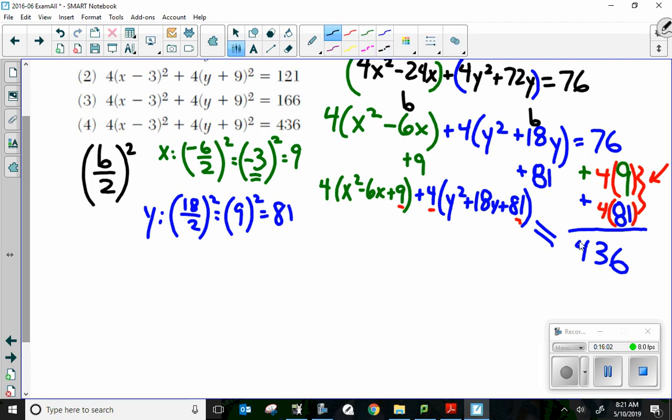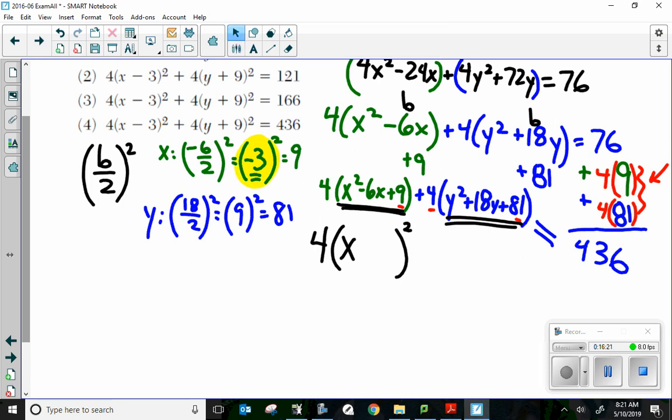Now we got to realize we've just created perfect squares here and here. That's why this whole process is called completing the square. We have 4 times, I know this is an x and it's something squared. This is where these numbers come into play. Whatever number is in parentheses here is the same number that's going to be in parentheses here.